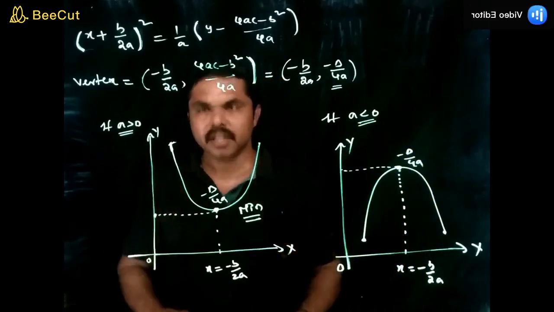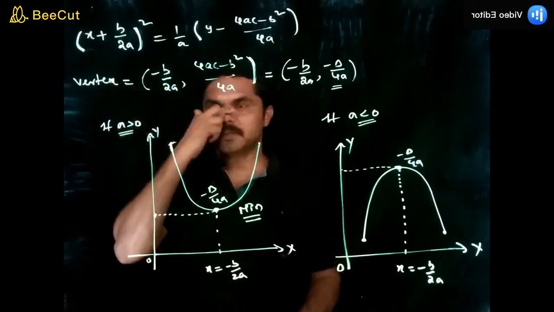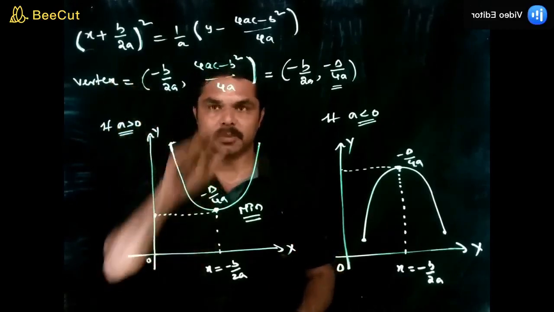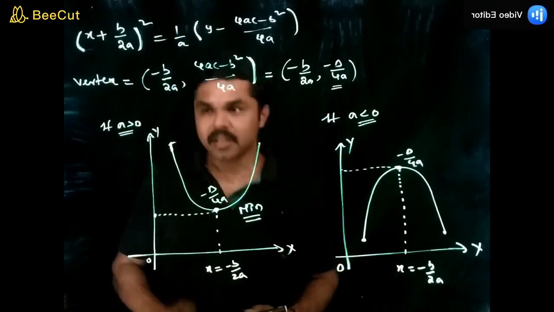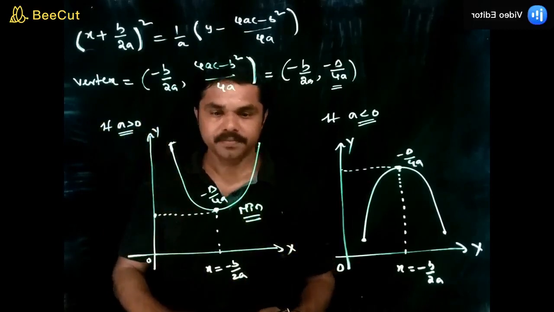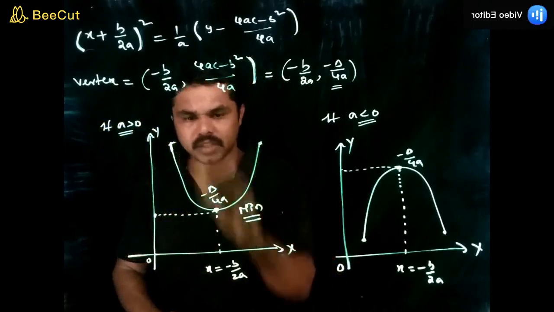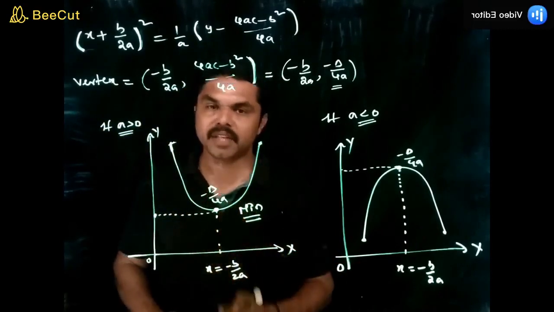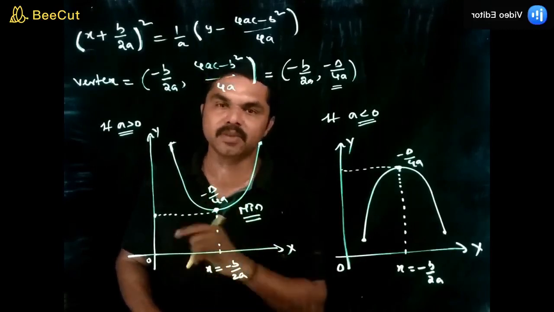So briefly, every quadratic represents a parabola, as we already discussed. The vertex of the parabola is minus b by 2a comma 4ac minus b square by 4a. Simply we can write minus b by 2a comma minus delta by 4a. When a is greater than 0, the curve may be like this, depending on the parabola concept. So by observing this, compared to these points, this is the least point. So we get the minimum value here. What is the minimum value? Minus delta by 4a, at x equal to minus b by 2a.